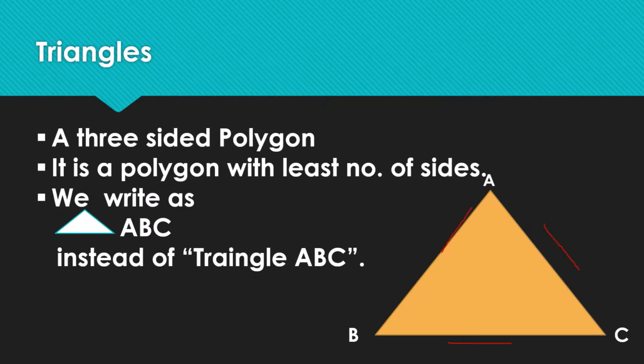There are three sides, and you can say it is the polygon with the least number of sides, because with less than 3, it is not possible to construct a polygon. So with the least number of sides we can form a triangle.